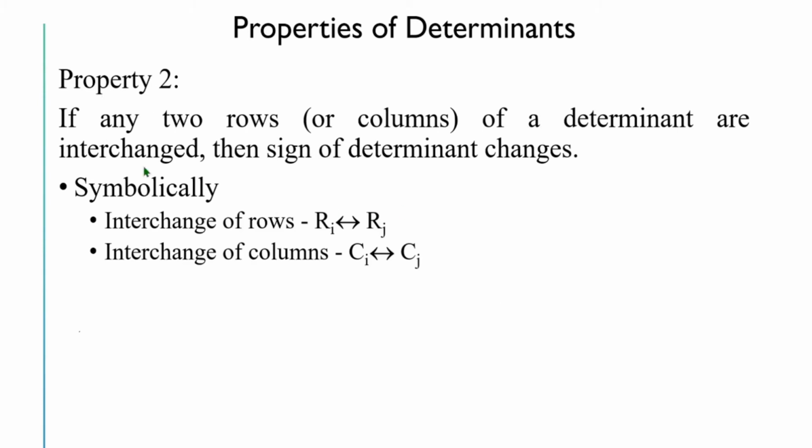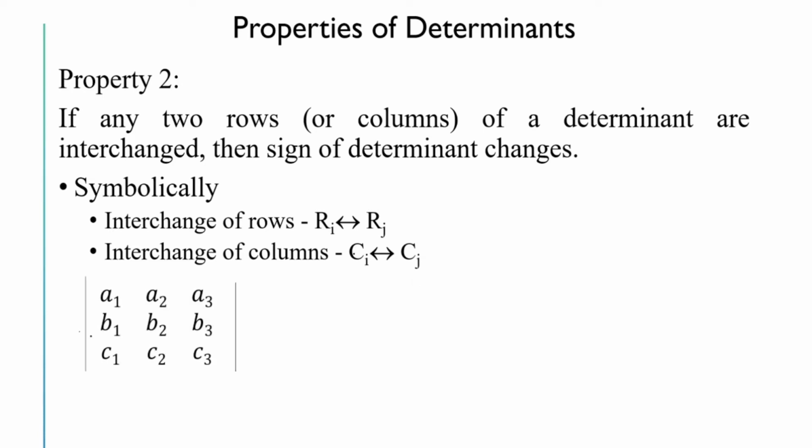The next property is if any two rows or columns of a determinant are interchanged, then the sign of the determinant changes. So if we interchange any two rows, then the sign of the determinant will change. Symbolically, if we interchange rows, we write it as Ri interchanging with Rj, and interchange of columns is represented as interchanging Ci and Cj.